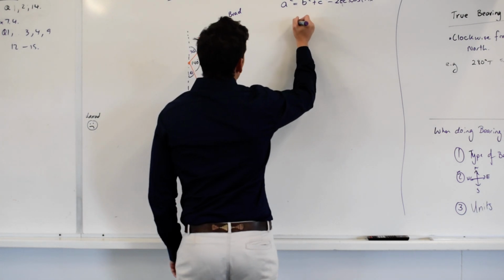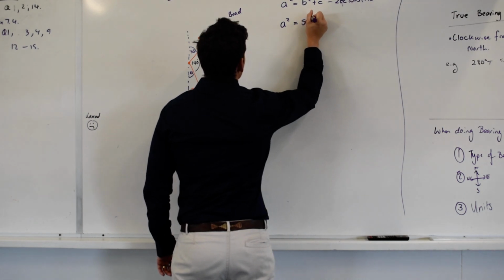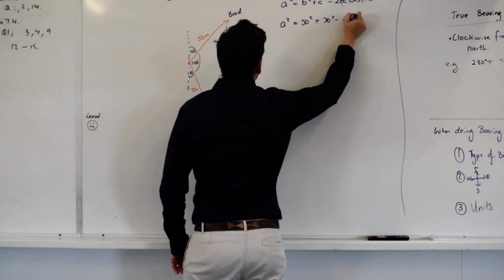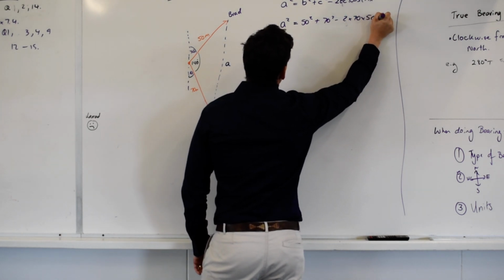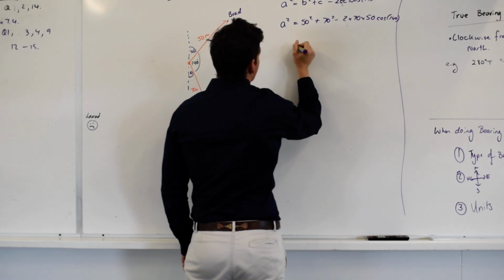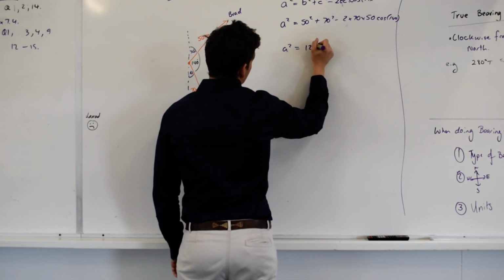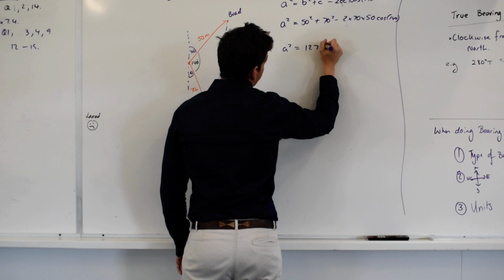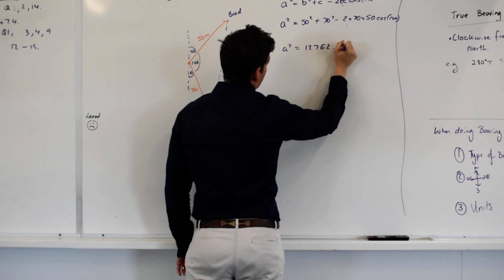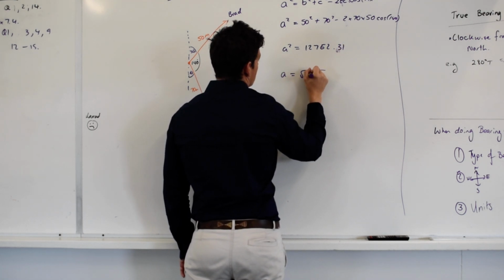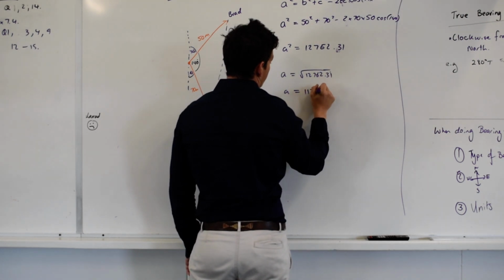We want what? A, so we just leave that on this side. So we get 50 squared plus 70 squared minus 2 by 50 by 70 cos 140 equals, and what do I get? A squared equals? 12,752.63, thanks, that really matters with the distances. Now we're going to have to do what? Square root of that, and we get 112 metres.